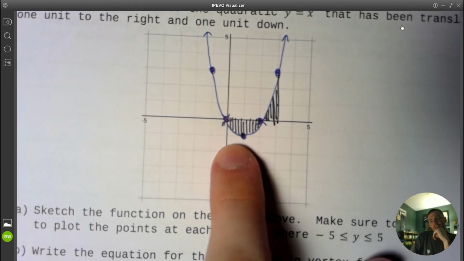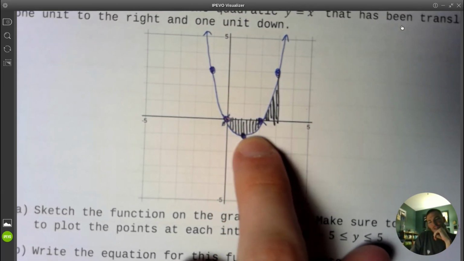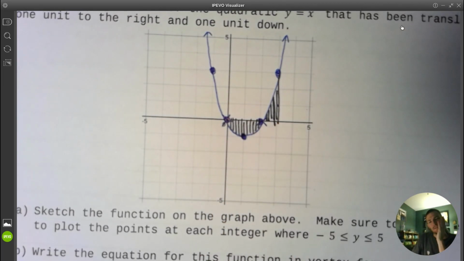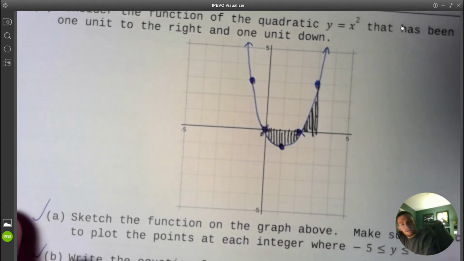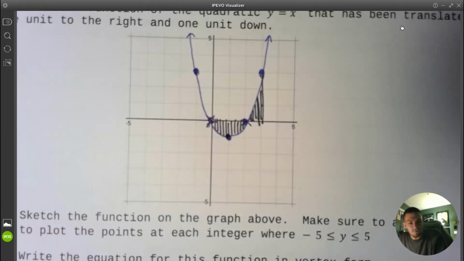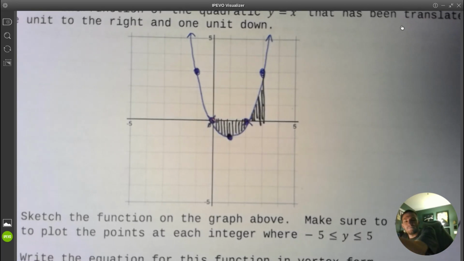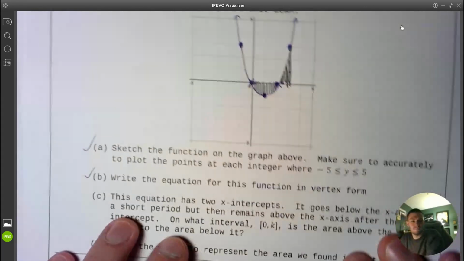Interesting. The area in this region is exactly the same as the area in that region. Go ahead and comment down below if you thought that was a real reaction, because I made this question up and I knew it was 3 the whole time. So, boom. That's crazy.